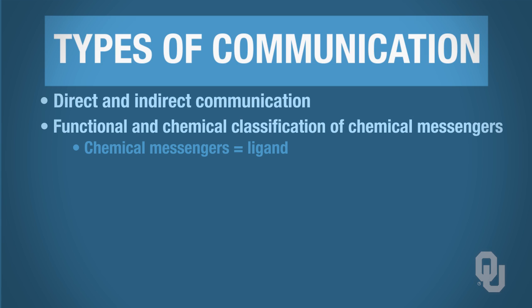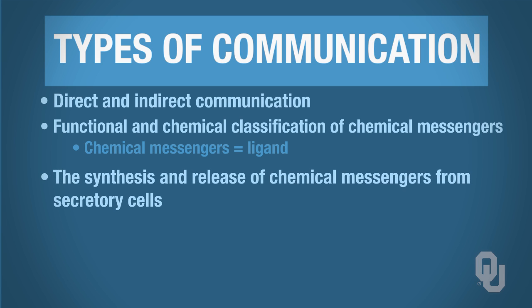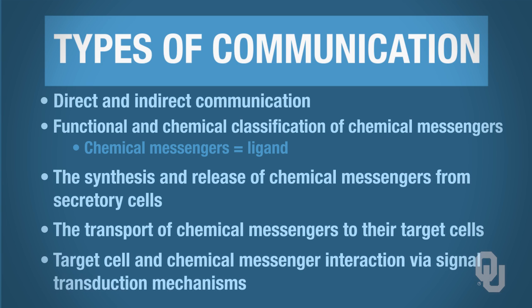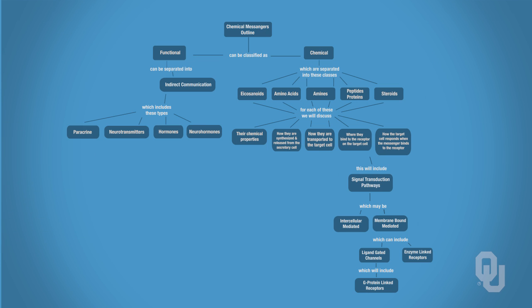Okay, so in addition to those ligands, we need to know how they are synthesized and how they get released from a secretory cell. We need to know how the chemical messenger gets transported and what that target cell interaction is. So in other words, once that chemical messenger reaches a target cell, how does the target cell respond? So here is our chapter outline. And what we're going to be doing is breaking these chemical messengers down. Remember, chemical messengers are called ligands.